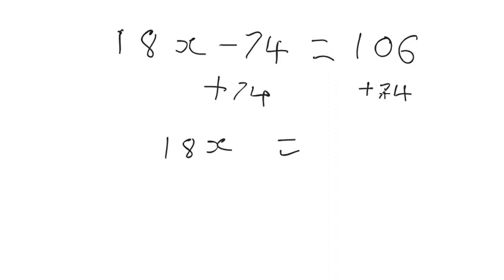Alright, so 106 plus 74 equals 180. 18 times x equals 180. We could take the 18 over to that side and divide by 18, or we can get rid of this 18. Since it's being times by x, the opposite of times is divide, so divide by 18 on both sides.